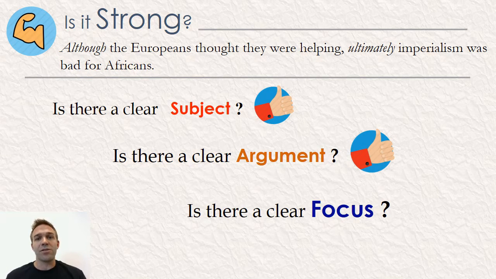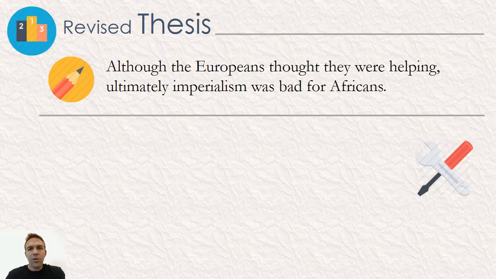Is there a focus? Here's where we're wrong a little bit. It's a very vague focus, just bad for Africans or thought they were helping. It doesn't really tell us much about what this thesis or what this paper is going to be about. We can revise this thesis pretty easily. The original one: although the Europeans thought they were helping, ultimately imperialism was bad for Africans. We can revise it by adding a clearer focus and being more specific with our motives.